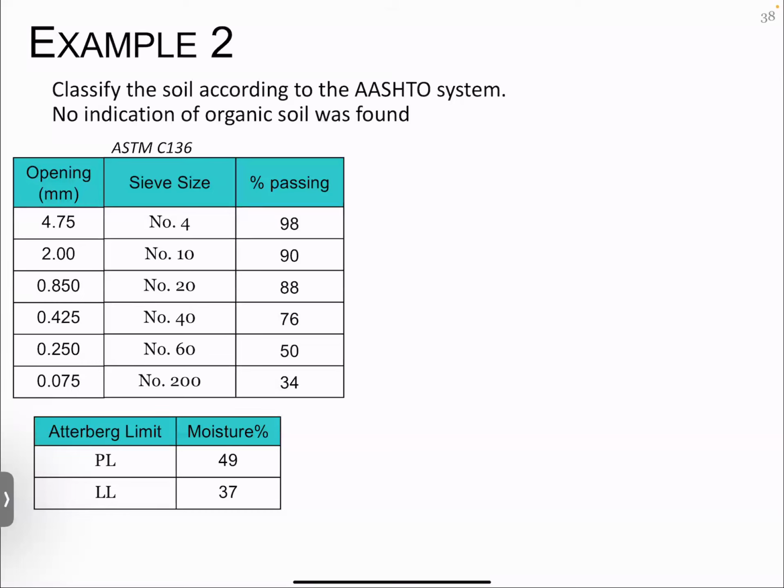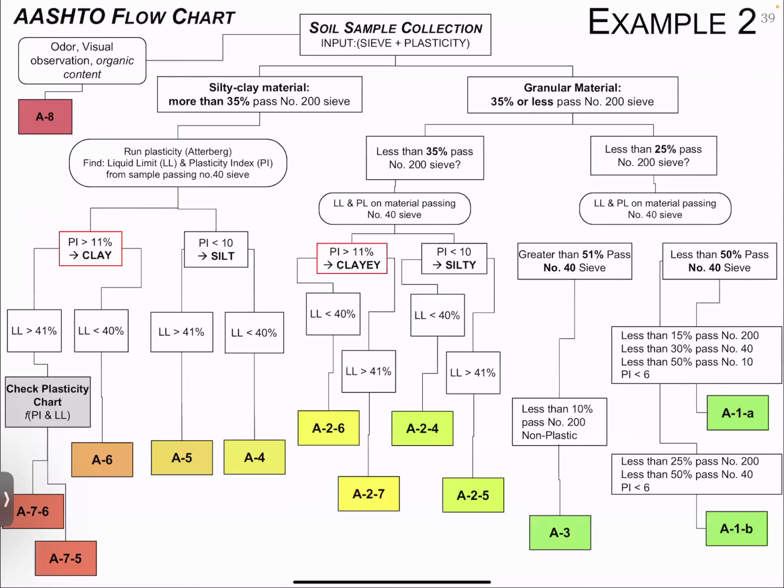All right, another example here, and since we have more data, we probably know it's going to be a little bit harder. So we have this full passing, and then we also have our Atterberg limits down here. So we have number 200 passing is going to be 35%. So we're still granular material because 34 is less than 35, just barely. So this is going to be granular material. So that means we're going to be going this way still.